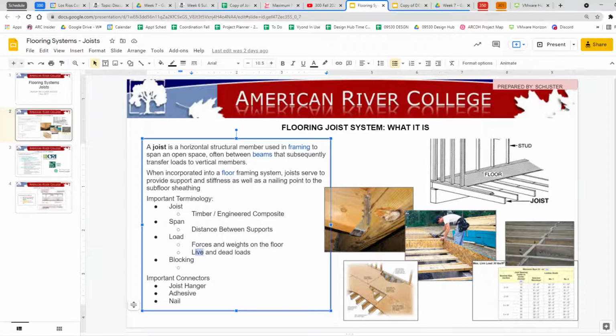Then there's a live load, which is the stuff that can change or move around. A person walking around is a live load. A sofa, a refrigerator, a TV, a bed, a dresser. Those are all live loads because when you're designing the floor, you don't know where those are going to be put.